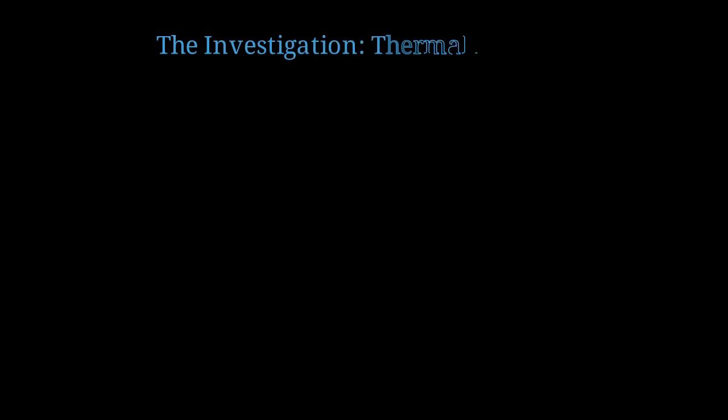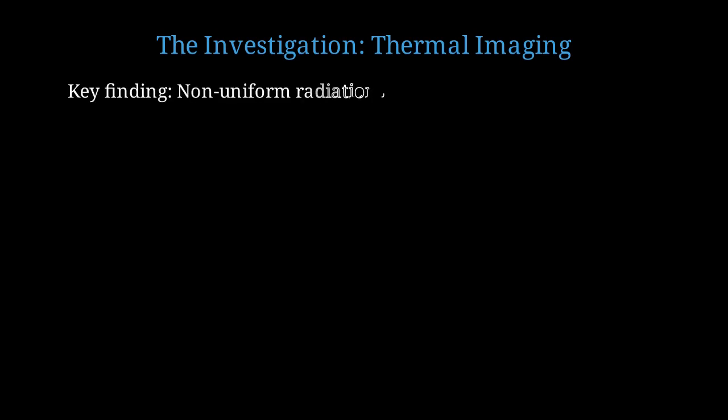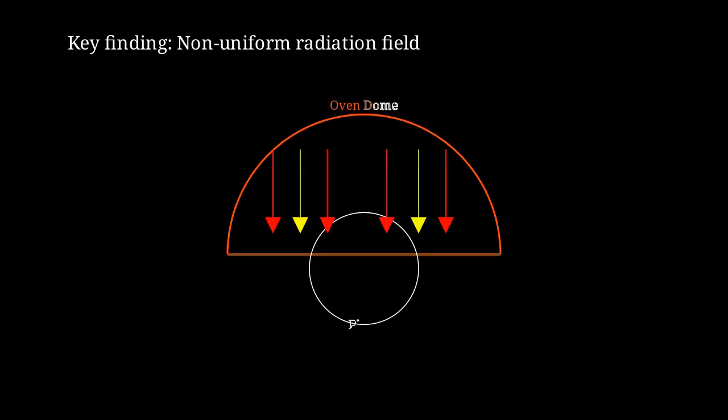To solve this mystery, researchers used high-speed thermal imaging cameras to observe what actually happens inside a Neapolitan pizza oven. The thermal cameras revealed something crucial. The radiation field inside the oven is highly non-uniform. The dome radiates intense infrared energy, but in a spatially varying pattern. The dome creates hotspots and cold spots. Some areas receive intense infrared radiation, shown in red, while others receive less, shown in yellow.